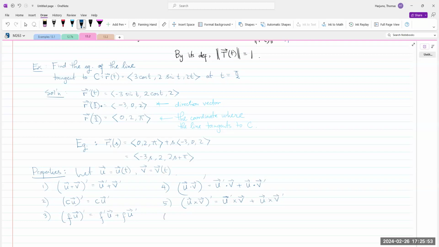And finally the chain rule. The derivative of u as a function of f(t), when we take the derivative, is the derivative of u of f(t) times f prime t. Basically that's the chain rule.